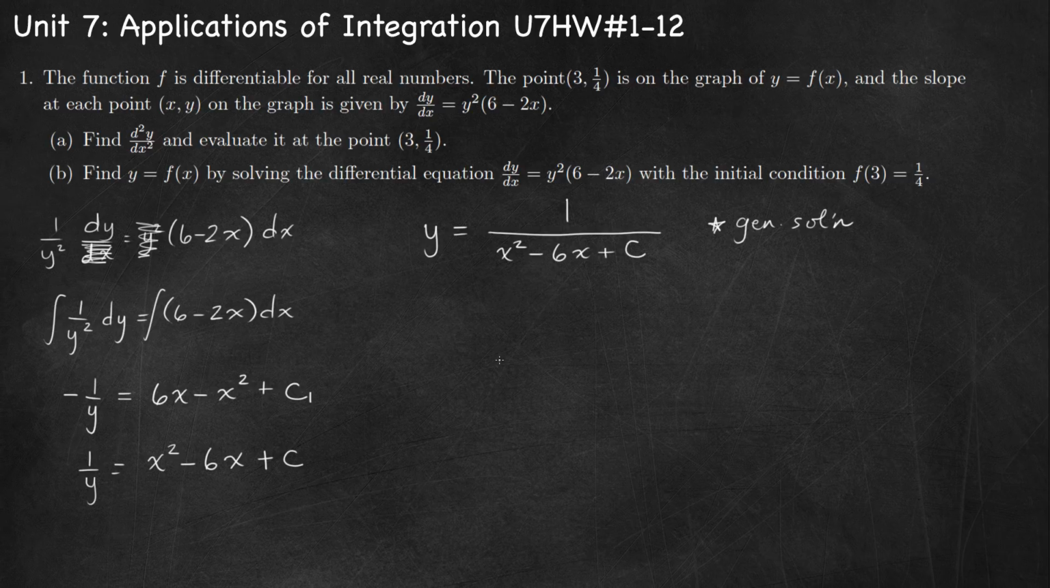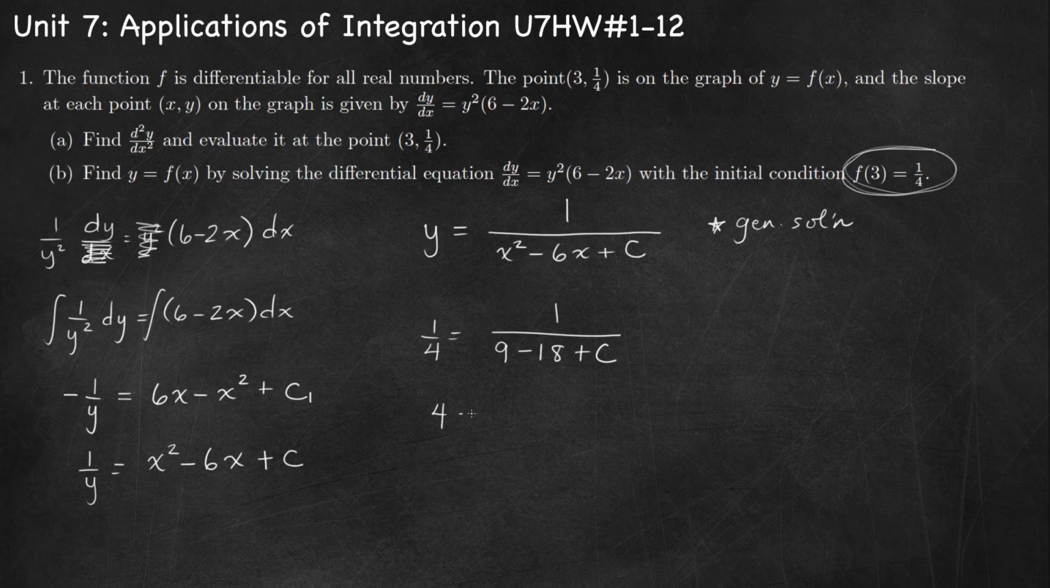We're asked to go one step further and find the particular solution given that our initial condition is f of 3 equals 1/4. So y equals 1/4 when x equals 3. That gives me 1 over, so x is 3, so x squared would be 9, minus 6 times 3, so minus 18, plus c. And now I have two fractions equal to each other. The numerators are the same. That means the denominators must be the same. Otherwise, these fractions wouldn't be equal.